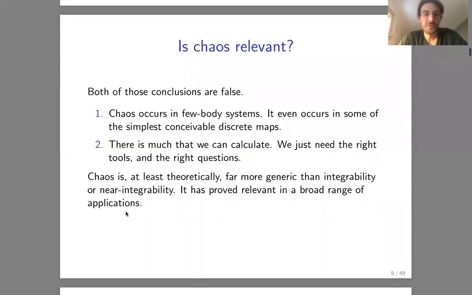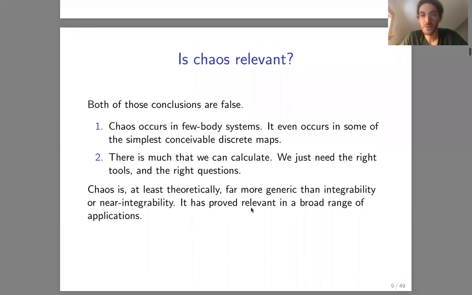Those are two conclusions one might reasonably draw. In fact, both of those conclusions are false. The first one is false because chaos occurs in few-body systems. It even occurs in very simple discrete maps. And the second is false because there is, in fact, much we can calculate. It's not the case that just because the system is chaotic, we can't calculate anything. We just need the right tools and the right questions. And at least theoretically, it would seem that chaos is far more generic than integrability or near integrability, and it's proved relevant in a broad range of applications. And so going to quantum field theory seems reasonable. Are there any questions?